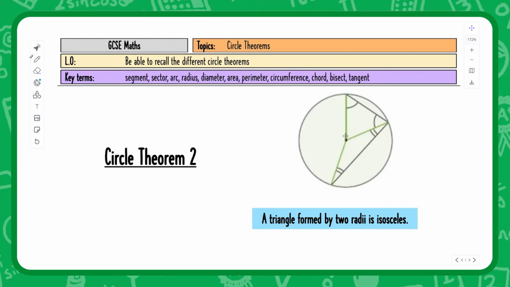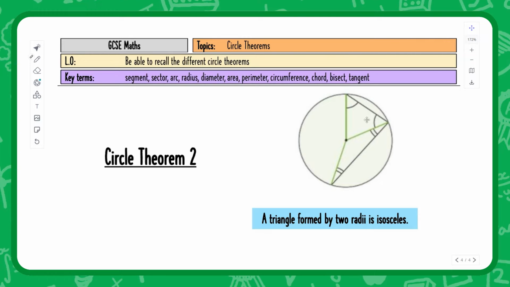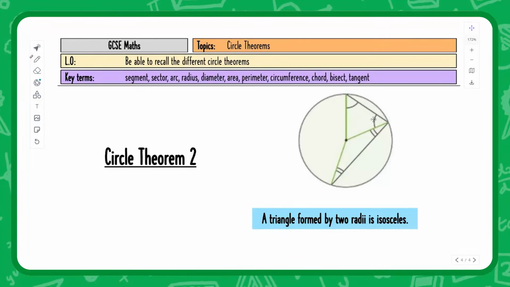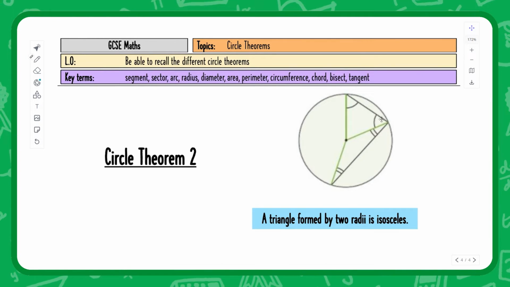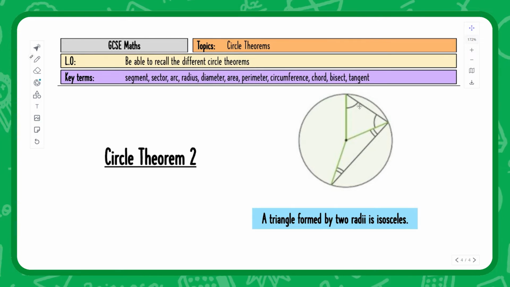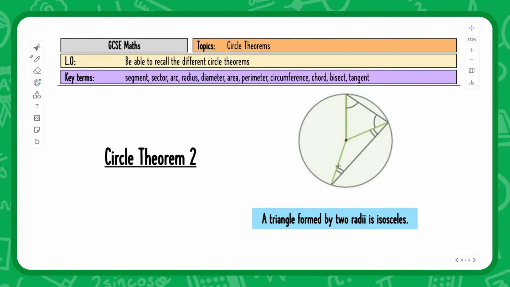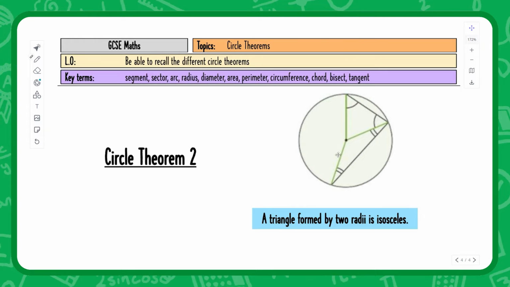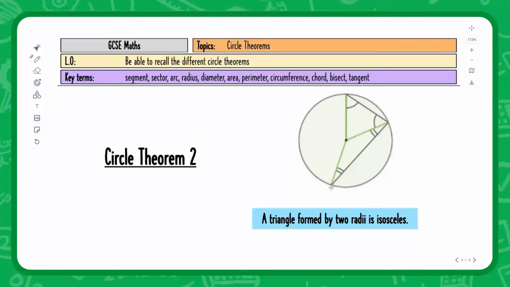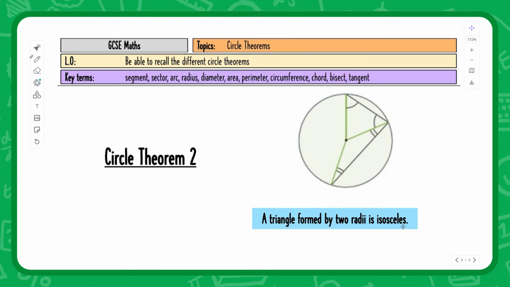One of the properties of an isosceles triangle is that these two sides will be equal, therefore the base angles are equal. And sometimes you can get questions that require you to work this out as part of your answer. So you would need to realize that if this is 55 degrees, this would also be 55 degrees. Likewise here we've got a slightly more spread out isosceles, but again you can see these two lengths are the same, therefore these two angles at the bottom, the base angles, are equal. So again, a triangle formed by two radii is isosceles.